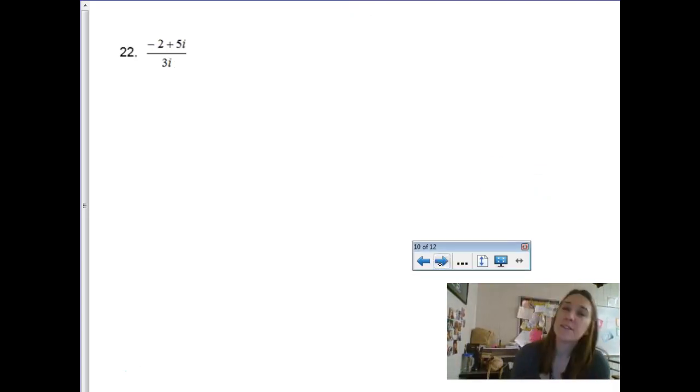Oh, one more. We have, this time, a little bit of a different denominator. Instead of a binomial denominator, you have a monomial. When this happens, all you need to do is multiply by an i. So keep that in mind. And then up in the numerator, you will have to distribute that i. But in the denominator, it's less work, so that's exciting.